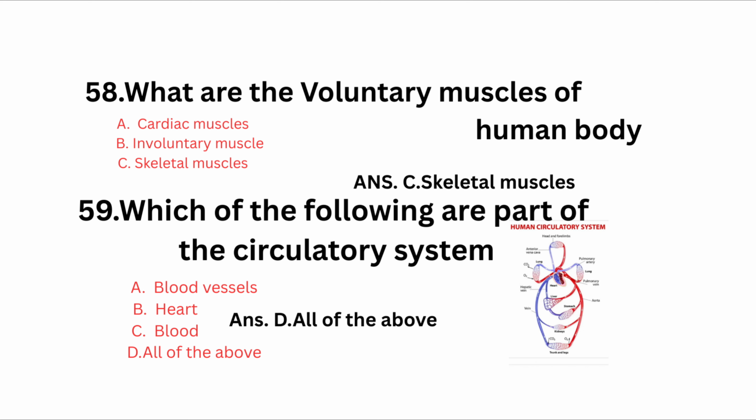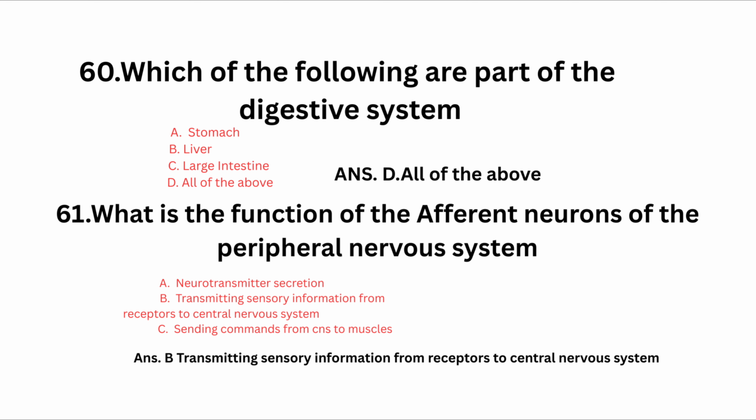Skeletal muscles. 59. Which of the following are part of the circulatory system? A. Blood vessels, B. Heart, C. Blood, and D. All of the above. So the answer to this is all of the above: blood vessels, heart, blood. On the right, I have given a circulatory system diagram. Check it out.